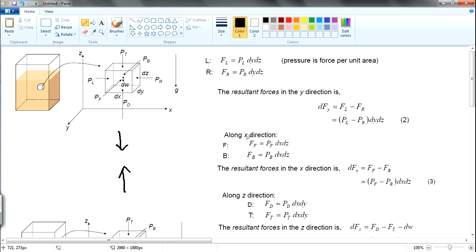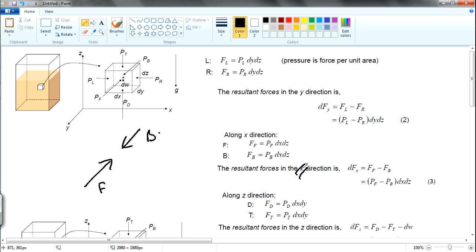In this case, it is P and B. Sorry, the y direction is not this. It's this. Sorry, it's in this direction. There is a force, there is a pressure. Okay, F and pressure B. Similarly, this is pressure, this is area. So the resultant force should be in the y direction.